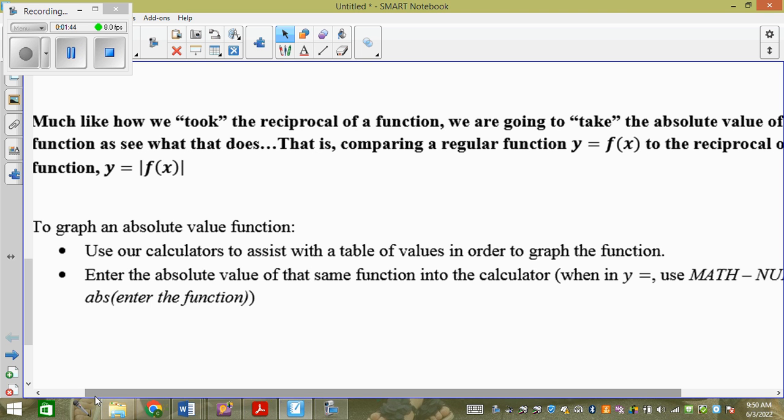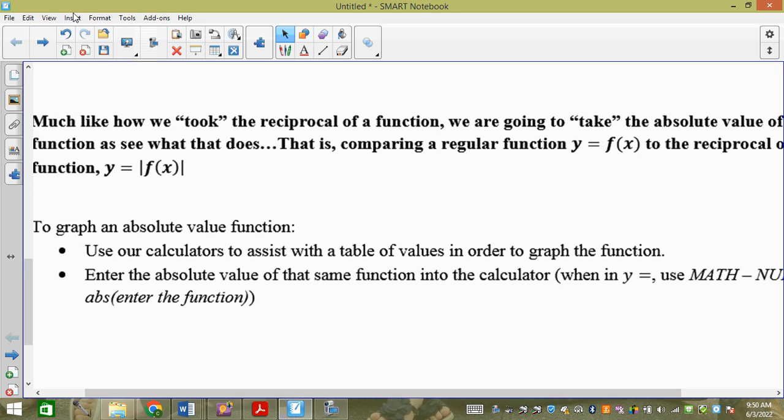Okay. Still have not talked about anything. Nothing math related for 1 minute and 47 seconds. All right.